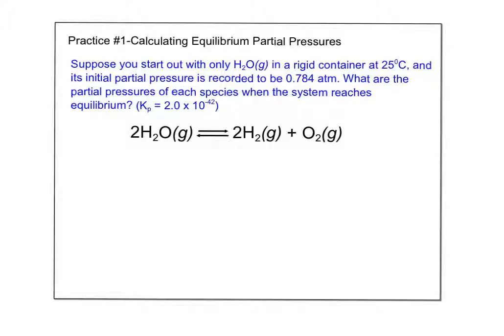So here's a typical problem. You start out with only H2O gas in a rigid container at 25 degrees Celsius. That just basically tells us the temperature is not changing, so we can kind of ignore that. And the initial partial pressure is recorded to be 0.784 atm. What are the partial pressures of each species when the system reaches equilibrium? And they give us the Kp because we're looking at pressures, so we have a Kp expression.